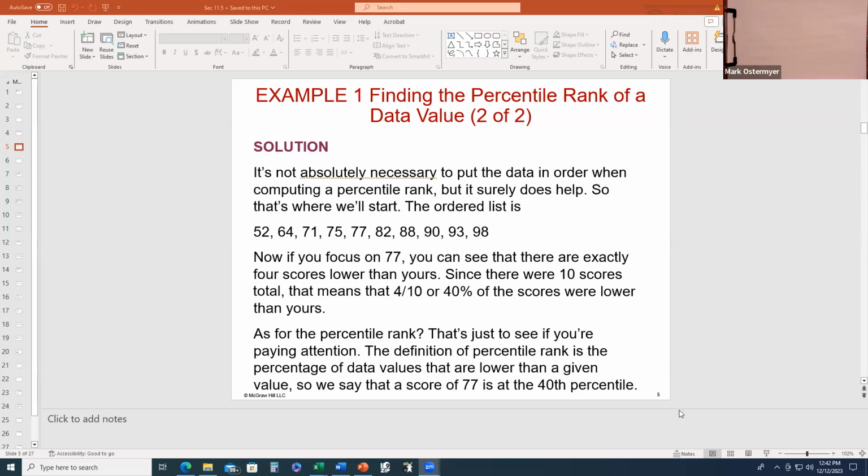All right, anyways, we scored 77. Here's our score right here. So what percentile rank does this score of 77 have? Well, of the 10 scores, how many scores are less than 77? Well, there's 1, 2, 3, and 4. So 4 out of 10 is what? 40%. And therefore, 40% of the scores are less than your score of 77. Therefore, 77 must be the what percentile?